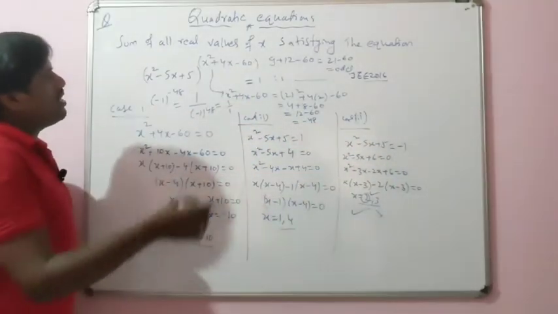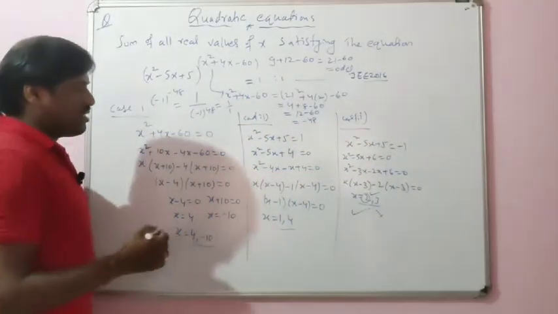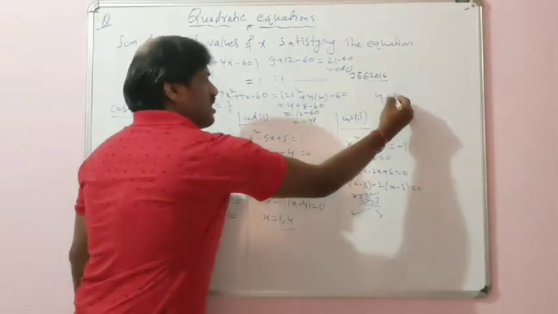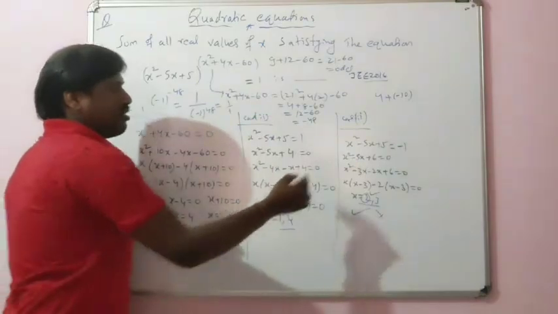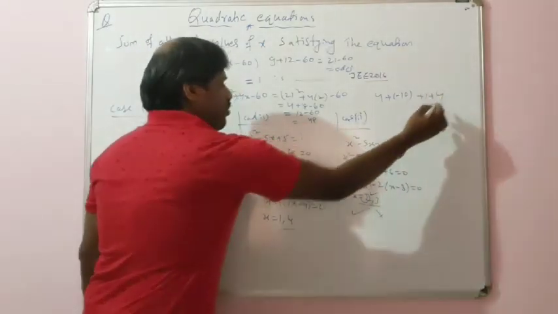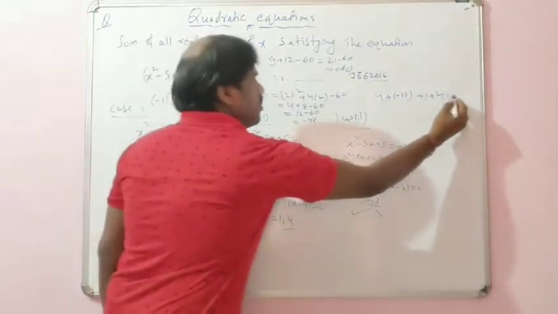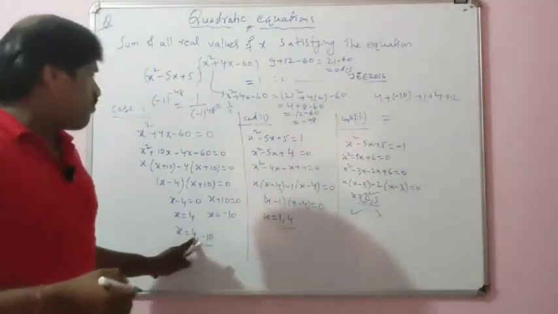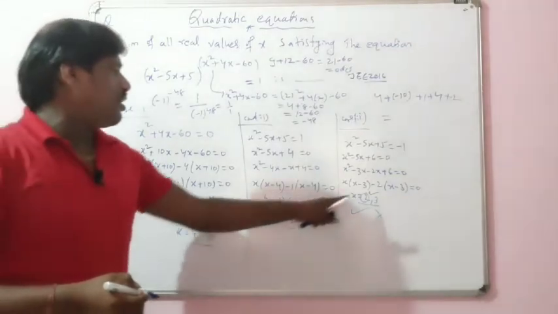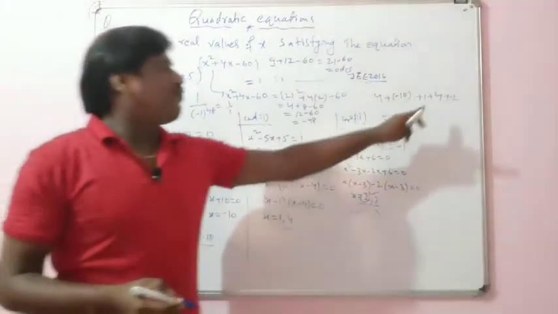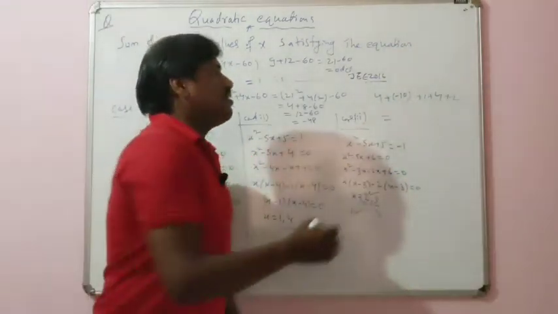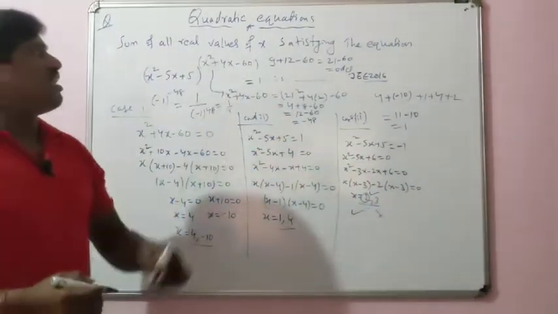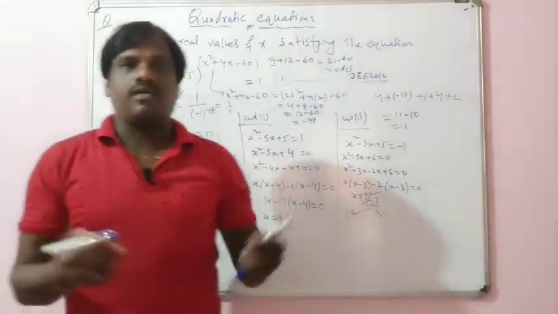So finally, how many values did I get? I got here 4 plus minus 10, and here I got 1 plus 4, and here I got 2. The whole addition is the required answer, because here I got 4 minus 10, here 1, 4 and here 2. So 4 plus 4 is 8, 10, 11. So 11 minus 10, that is 1. So the sum of all real values of x is 1. This is your answer.